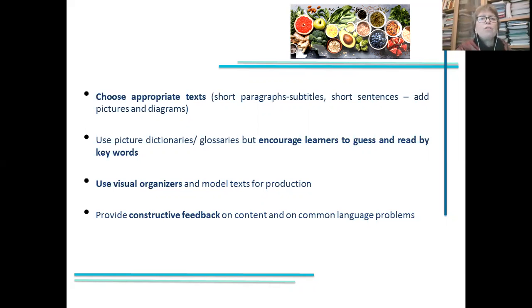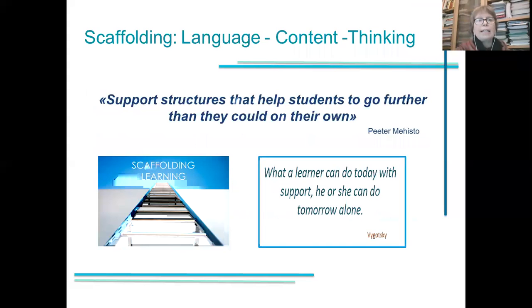You can also use picture dictionaries and glossaries, but it's much better to encourage learners to guess the content and read by keywords instead of using the dictionary too much. Otherwise, they become dictionary dependent. Use a lot of visual organizers and always provide constructive feedback to students. Scaffolding is the magic word in CLIL. You have to provide a lot of scaffolding for the language, for content, for thinking.